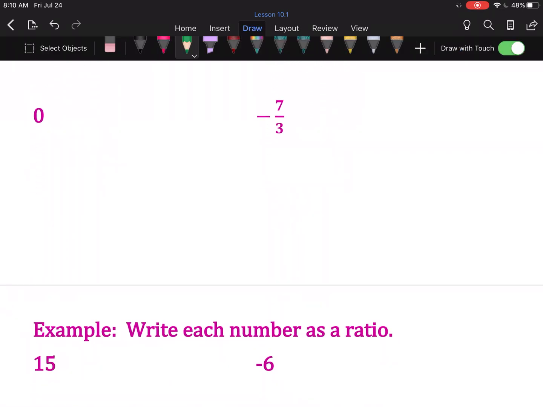Zero is special. 0 is the only number that is a whole number that's not natural. So this is a whole number. It is an integer. It is rational. -7 thirds is a negative fraction. Negative means at best you're an integer, but the fact that it's a fraction means this is just rational.